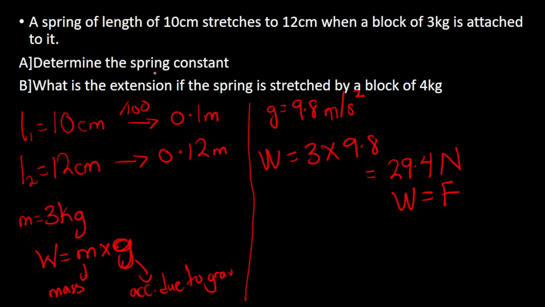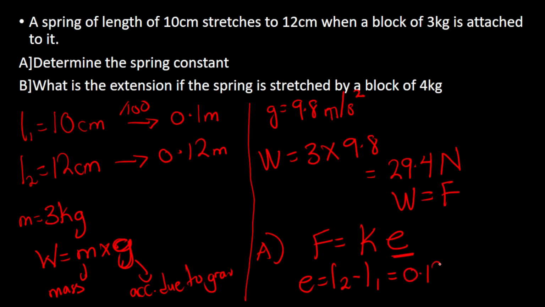Now determine the spring constant. So using Hooke's law, we know that F equals KE. So what exactly is our E here? E will be L2 minus L1, which is 0.12 minus 0.10. That will give us 0.02 meters.